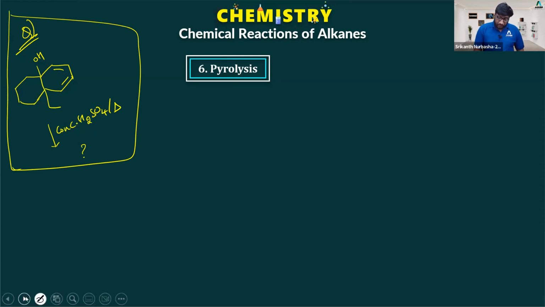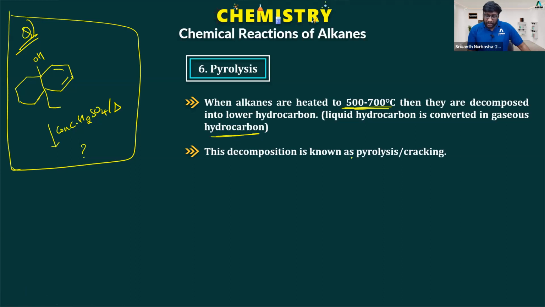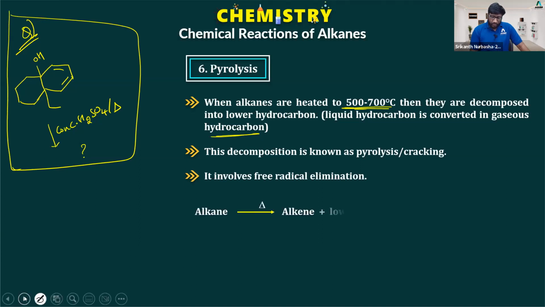Next is pyrolysis. When alkanes are heated to 500 to 700 degrees Celsius, they are decomposed into lower hydrocarbons. Liquid hydrocarbon is converted into gaseous hydrocarbon. Why? Because the temperature is high. This decomposition is known as pyrolysis or cracking. It involves free radical elimination because only C-H bonds are present in alkanes.